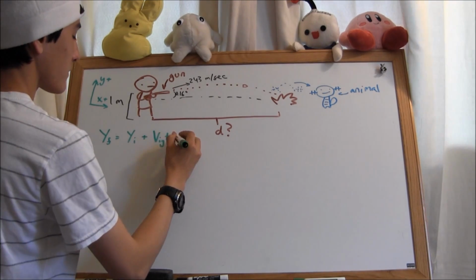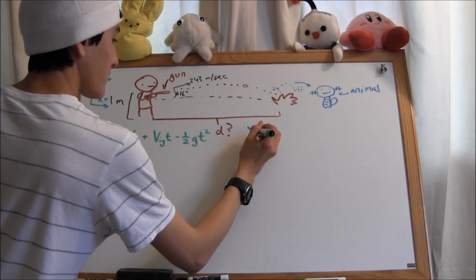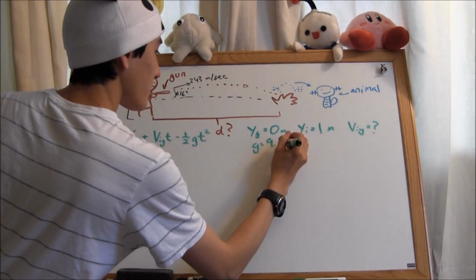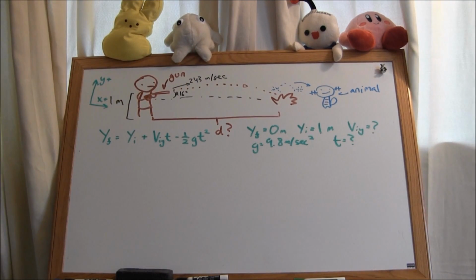We first have to find the time that the bullet is in the air. We start with a kinematics equation where the final y position is equal to the initial y position plus the initial y velocity times time minus 1/2 times the acceleration due to gravity times time squared.